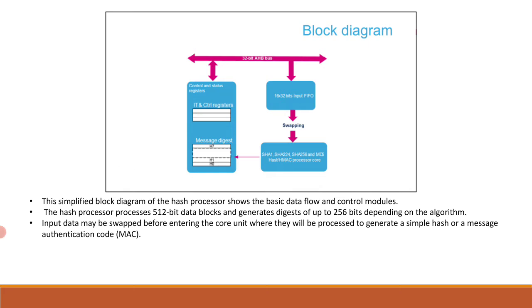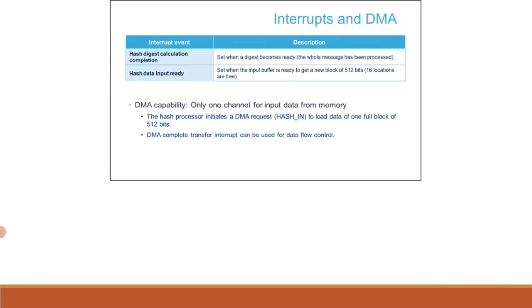So let's look at interrupts and DMA. An interrupt in the nested vector interrupt controller, NVIC, is triggered when a hash digest has been successfully calculated or when the hash processor is ready to accept a new block of data.